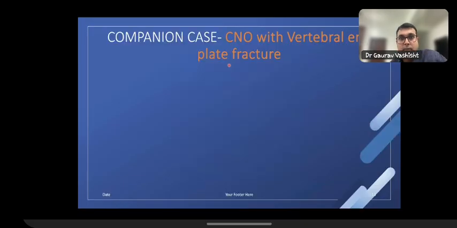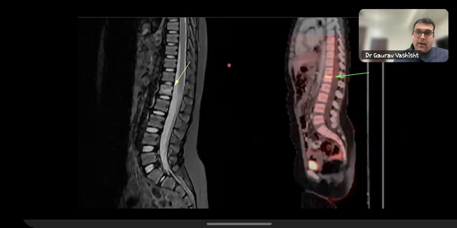So there's another case which I had recently encountered with a pediatric rheumatologist. This was a case of CNO with vertebral end plate fracture. This was new to me actually, but I happened to discuss it in one of the conferences with a pediatric rheumatologist, and he said that it could even involve multiple levels. So for this child, unfortunately, they did a PET scan after the MRI.